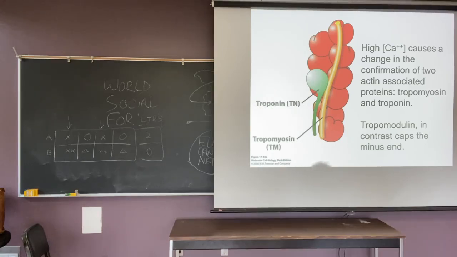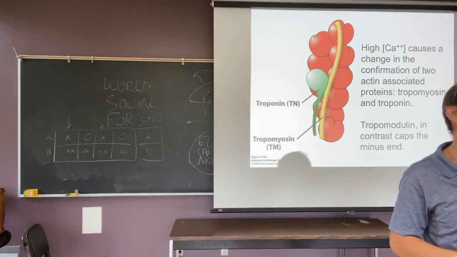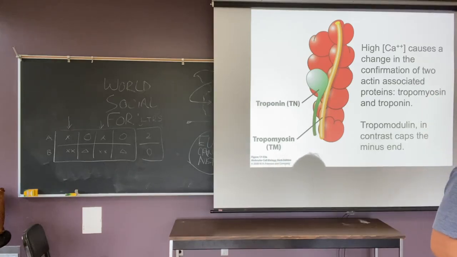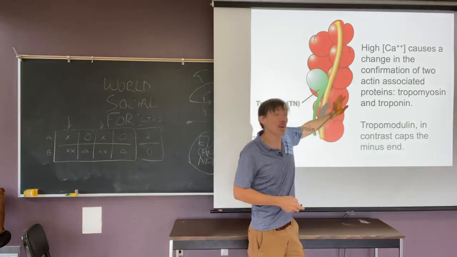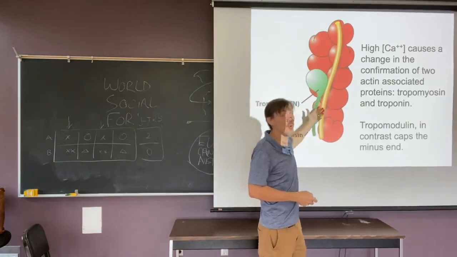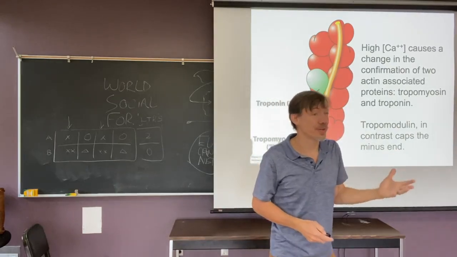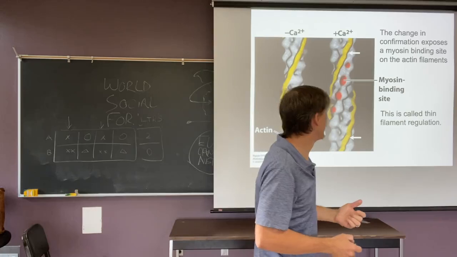But it turns out that muscle contraction isn't regulated by turning on myosin. Instead, what happens is these proteins are preventing myosin from interacting with actin filaments, and then when they move out of the way, muscles can contract. It's a little bit of a counterintuitive idea here.